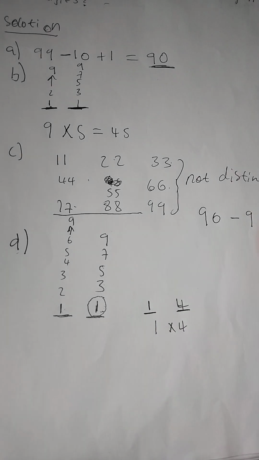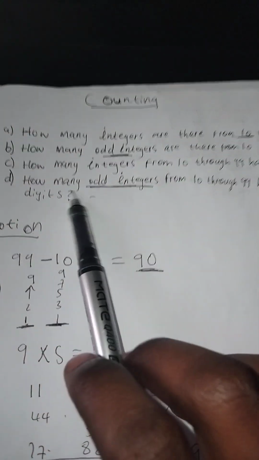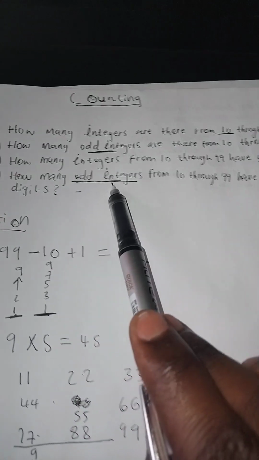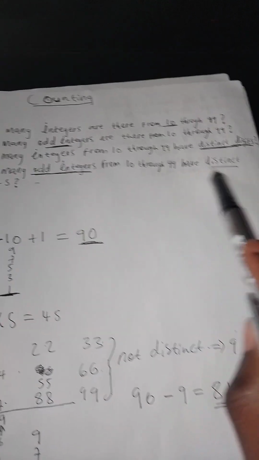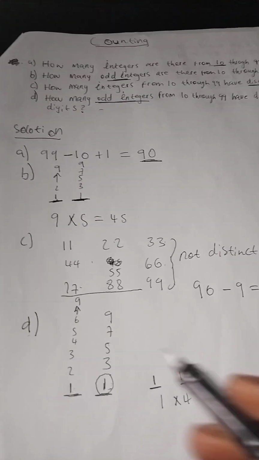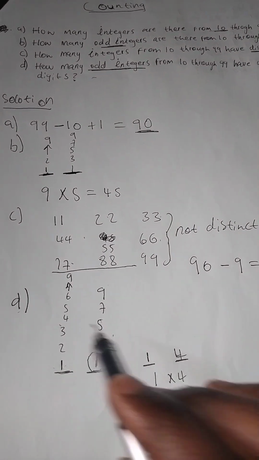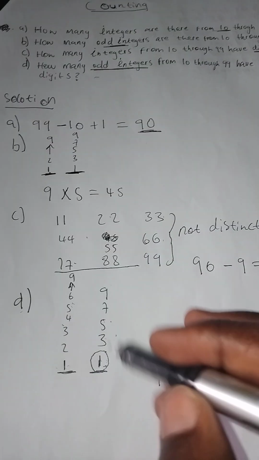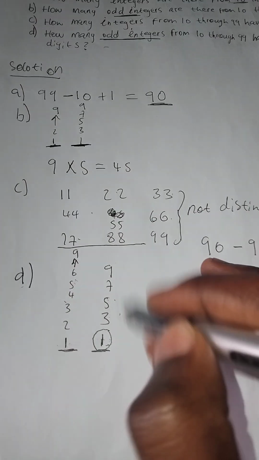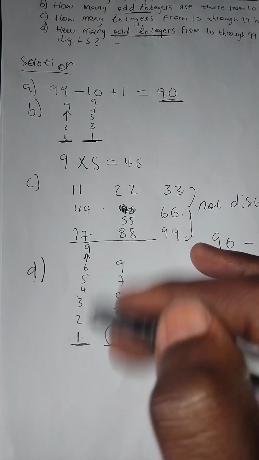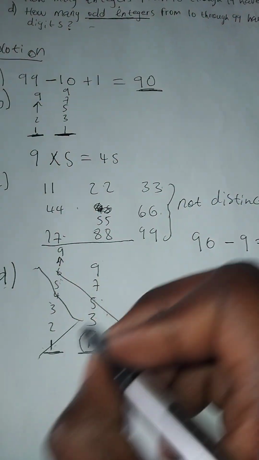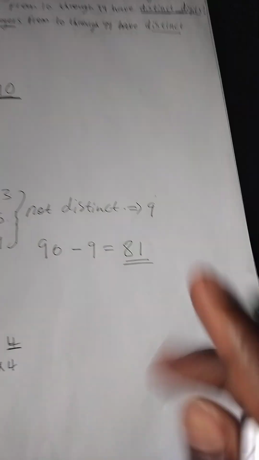No, no, let's read the question again. I think I missed something. How many odd integers from 10 to 99 have distinct digits? The digits have to strictly be distinct. So if you notice here, the 1s are repeating, 3 is repeating, 5. So these are not distinct digits. This is a wrong approach. That is not going to give us the correct answer that we want.